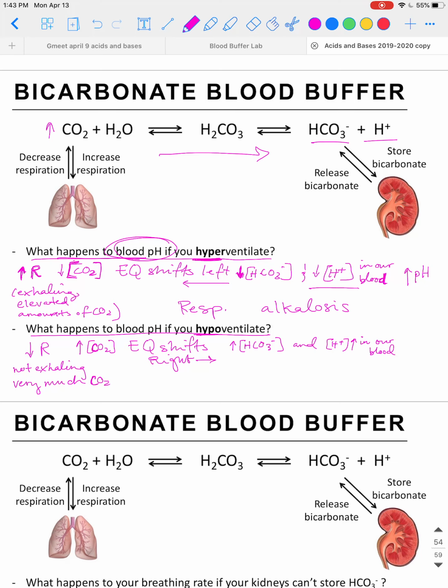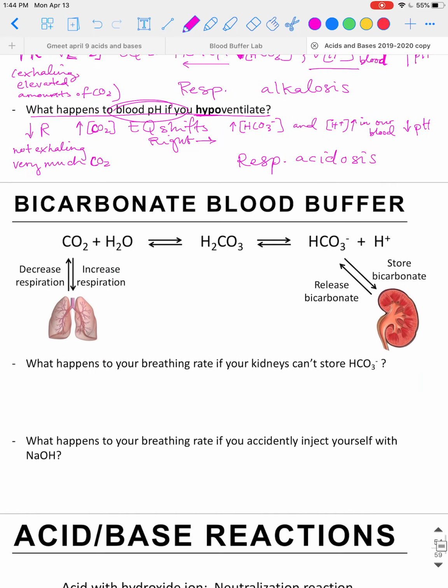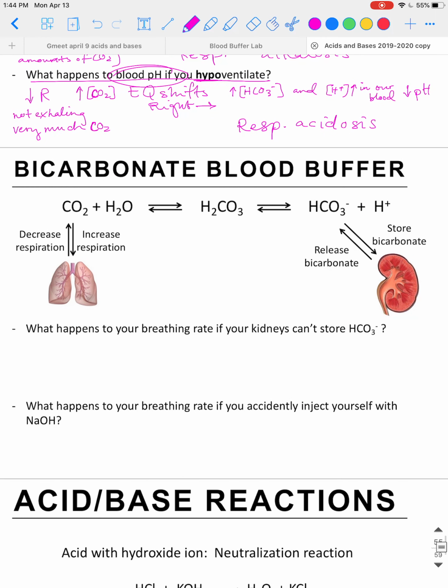And this is the amount of H+ in our blood. How does that affect blood pH? That's the question. Well, if we increase the amount of H+, we're decreasing pH. We're becoming more acidic. So this could lead to respiratory acidosis if we had really prolonged hypoventilation. Okay? That's where it could lead to.